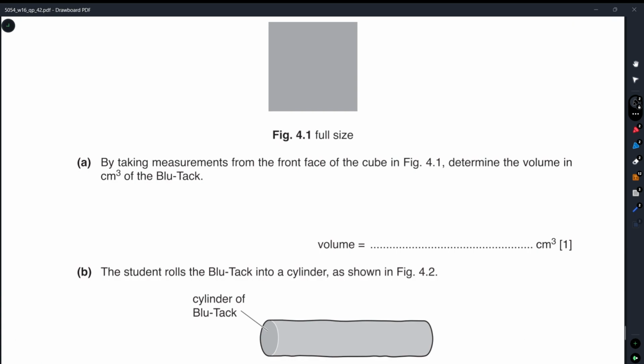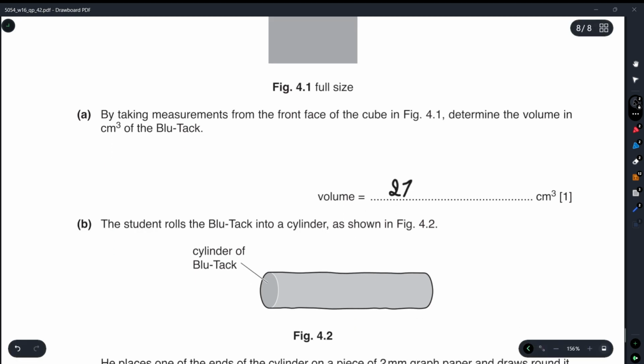So maybe 2 या 3 ले लेते हैं. Let's see what the marking scheme says. अच्छा, marking scheme जो है मेरे ख्याल में इसको 3 कह रहा है. Yeah, that's cool. So the marking scheme says it's 3, so your volume, of course it's a cube, so your volume is going to be 3 cubed, so 27.